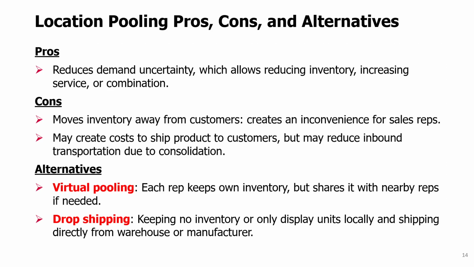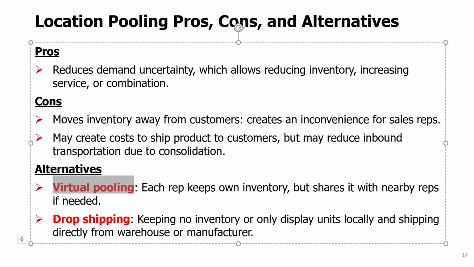So some alternatives that we could consider is virtual pooling. Virtual pooling is when each sales representative keeps his or her own inventory, but shares with the nearby sales reps when needed. And that actually could give you all the benefits without costs. This just requires some kind of information sharing or information systems that helps those sales reps work together. So the idea is each sales rep still keeps an inventory on their own.